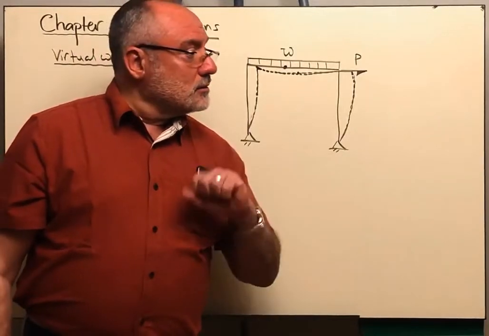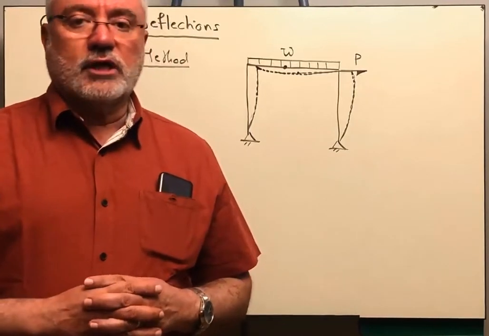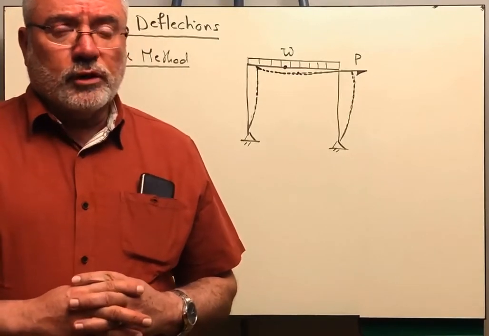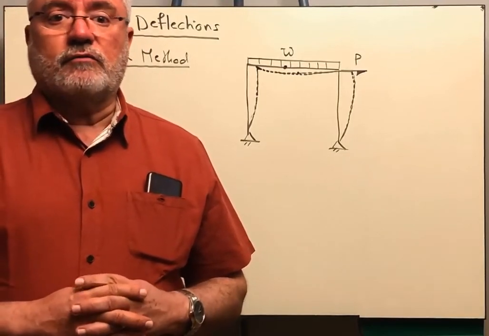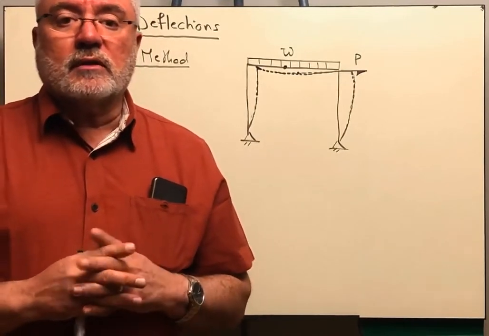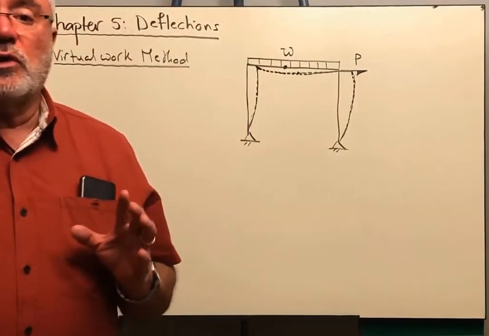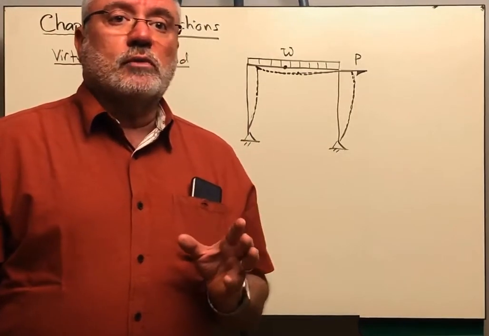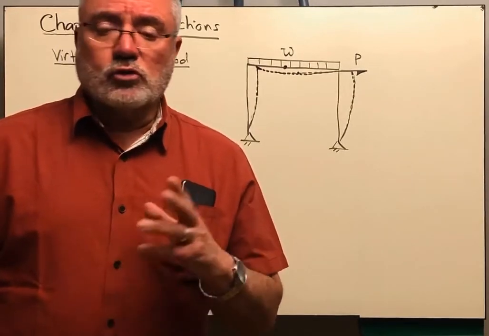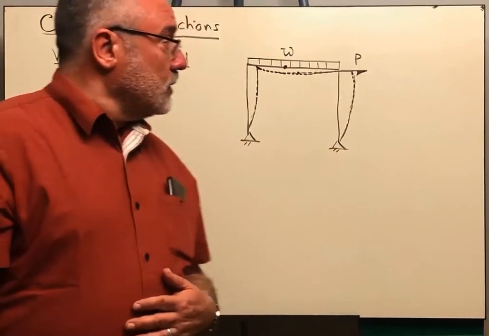Okay, welcome guys. We are going to start today another chapter, the chapter on deflections. Before, in the chapter of the beams and in the frames, we sketched the deflected shape, but we did not determine the magnitude of deflection. Now I'm going to teach you the virtual work method. This method is suitable to determine deflections in beams and in trusses and also in frames. Any kind of structure can be solved with the virtual work method.